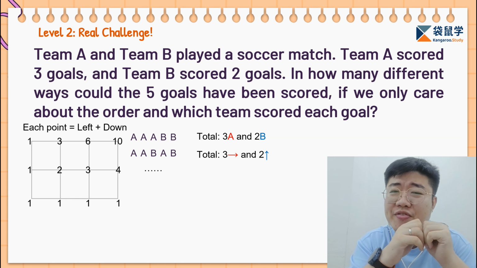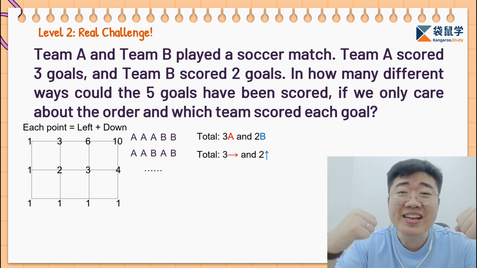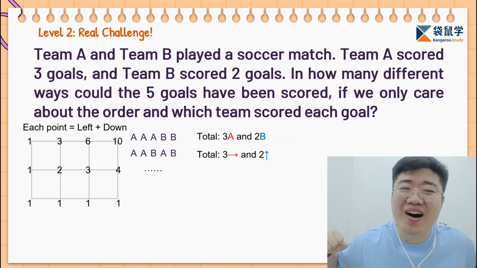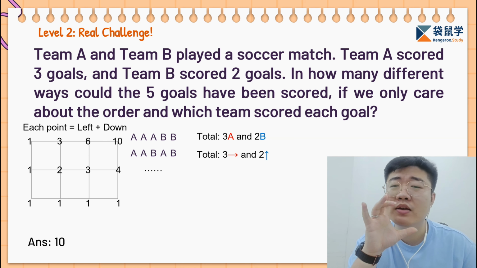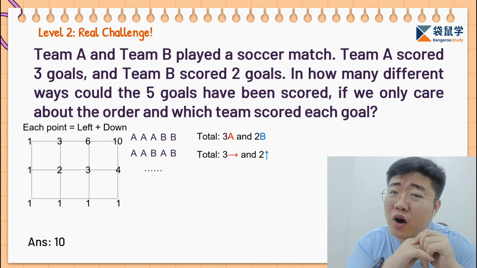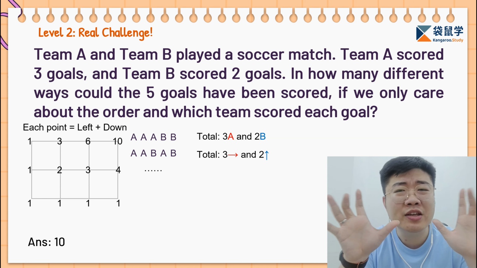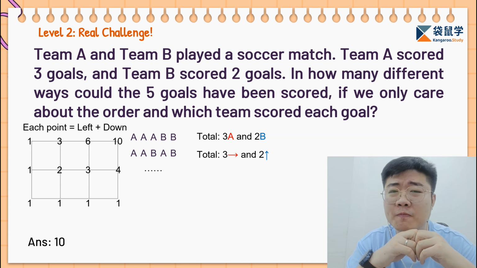Teacher, we got 10 paths. So that means we got 10 arrangements. Problem solved. Yes. So the answer is 10. But everyone, before we move on to the summary, let's think about the question from a different angle.